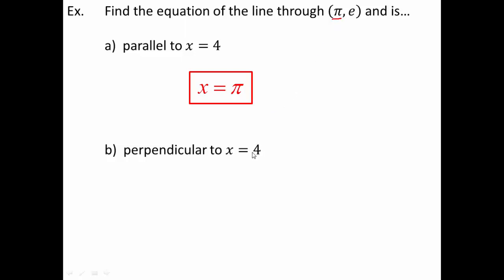Perpendicular to a vertical line, well, that's a horizontal line. How do we write a horizontal line? Not x equals a number, but y equals a number. Well, what y value should I choose? Obviously, it's going to be e, so it's the horizontal line going through the value e, 2.718.